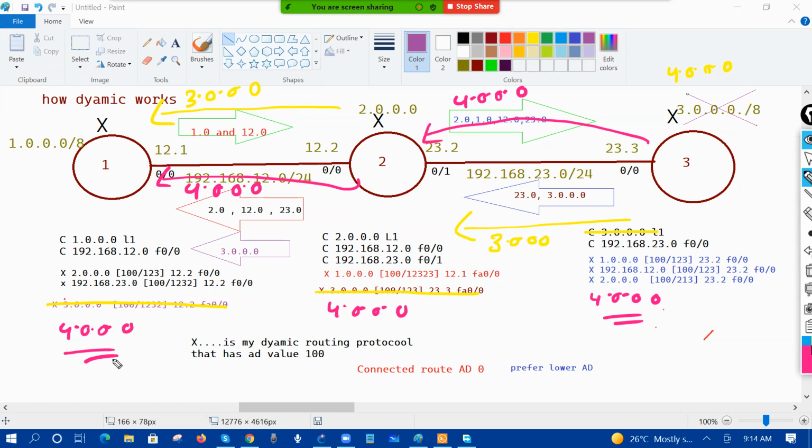So did I manually configure the 4.0 in the routing table? No. All this is happening automatically. It doesn't matter if you have 100 plus routers. Everything is going to be added by the router. Every routing information is being added by the router. You don't need to do anything over there.